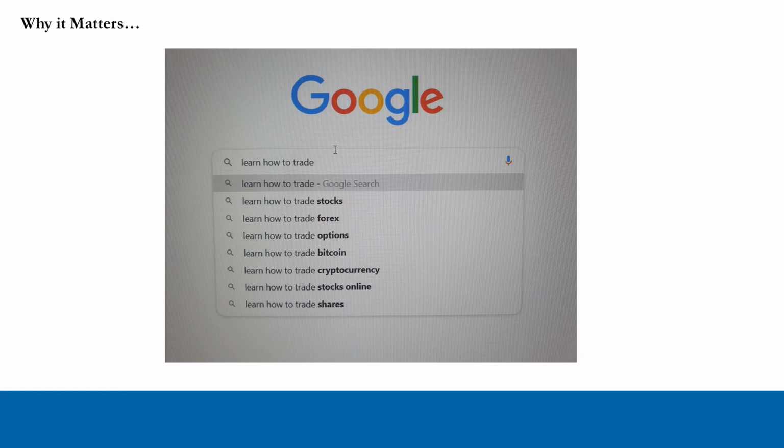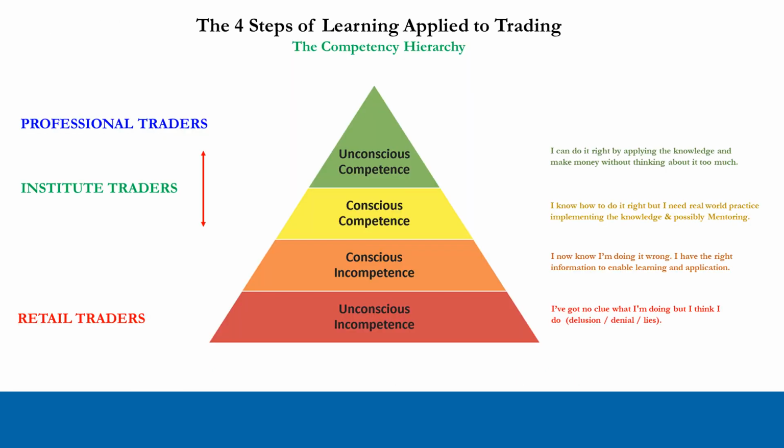And why does this matter? Well, this is a familiar screen to you now. Never do this, okay? This is the pathway in the modern world that retail traders take. Typing into Google, learn how to trade stocks, Forex, options, cryptocurrency, etc. Where do you end up? You end up in a web of deceit and lies. And what does that do to you? Well, it just keeps you at the bottom of the competency hierarchy. It keeps you unconsciously incompetent. You keep going around in circles, just constantly remaining at the bottom of the pyramid.